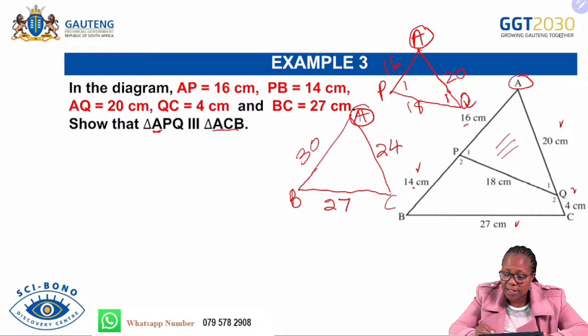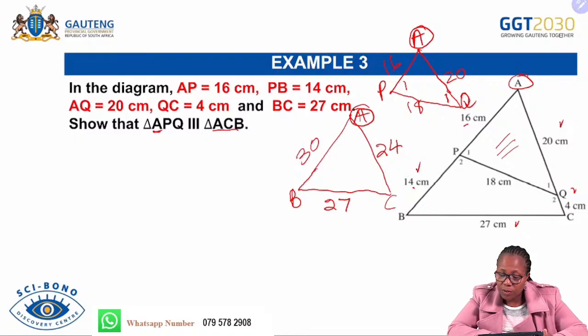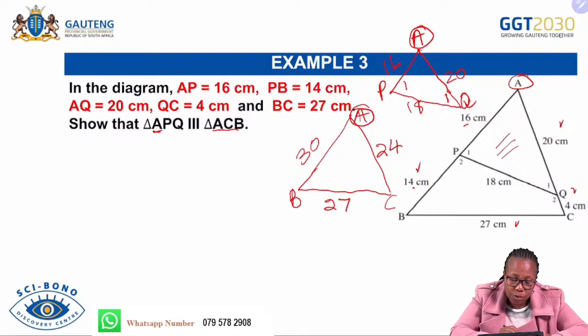Is the same vertex in both triangles. That is the first thing that you'll be looking at, the common angle A, okay? And then let's look at P. Which P are we talking about? P1 in APQ. Can you see that? Which Q are we talking about?